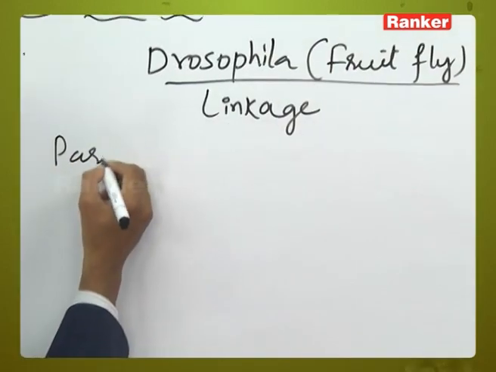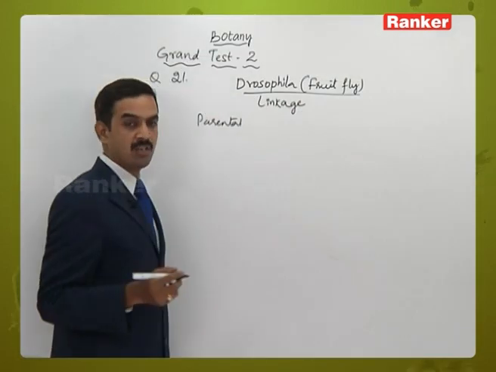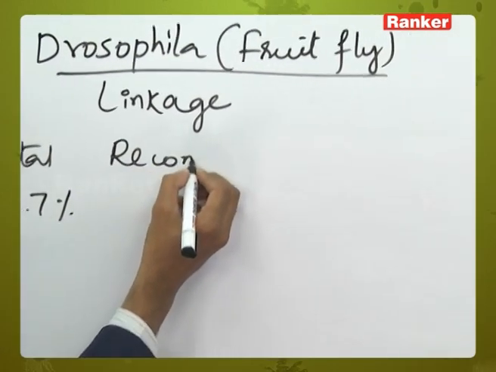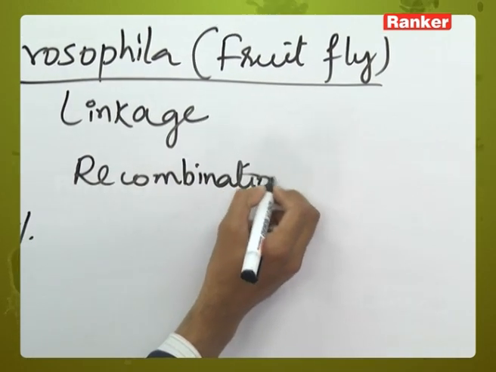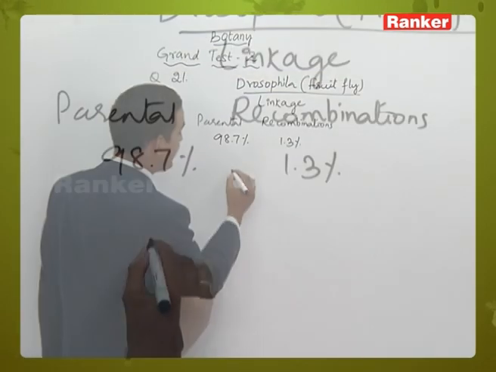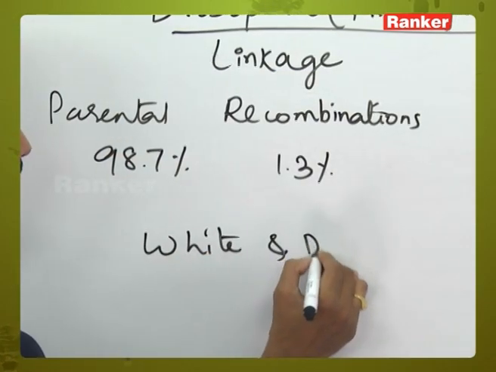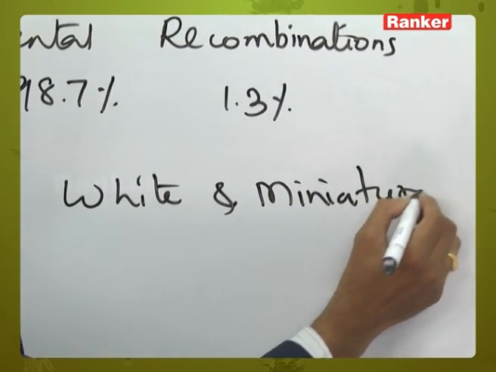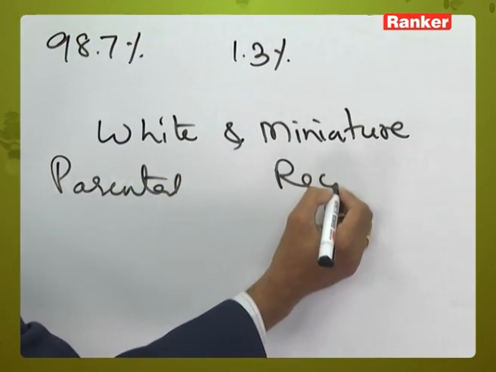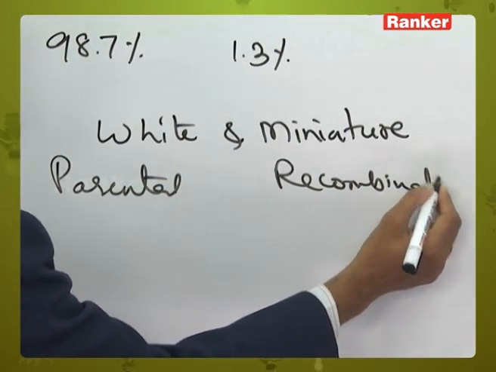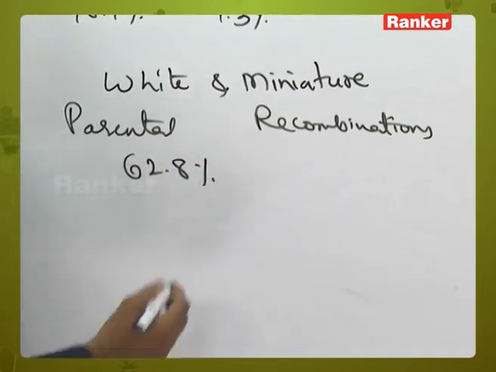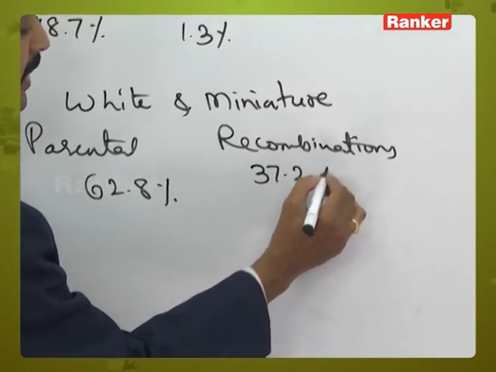so the parental combinations in that crossing are 98.7 percentage, and recombinations are only 1.3 percentage. Here the question is related to the white and miniature wings. When they have been crossed with each other, they form the parental combinations and also the recombinations. The parental combinations are 62.8 percentage, whereas the recombinations are 37.2 percentage.